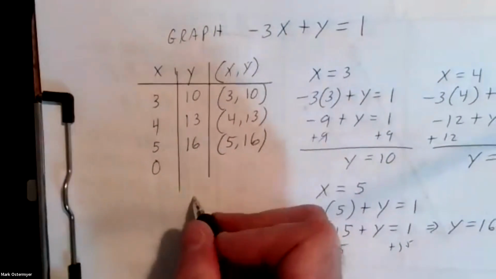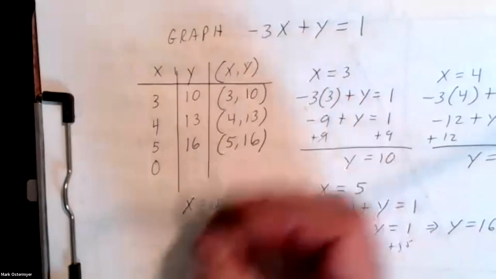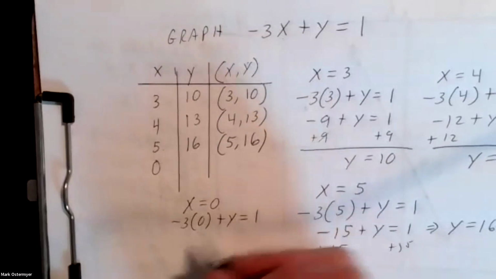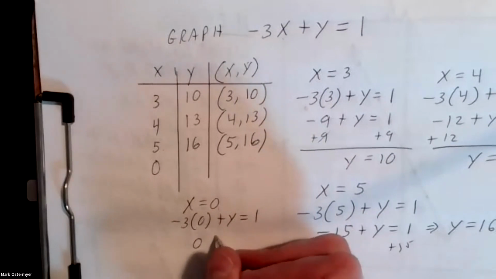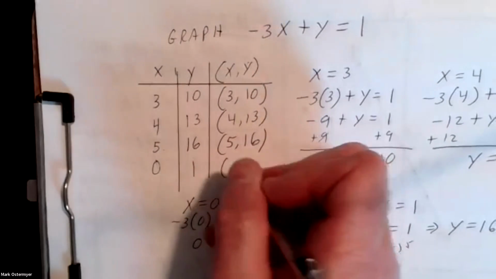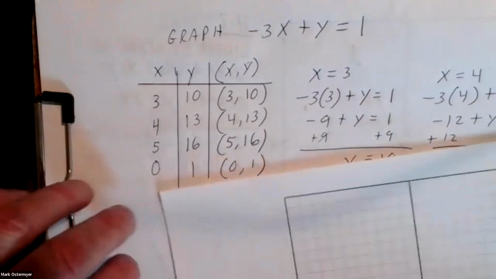Finally, let X be equal to 0. Take 0, substitute in for the X variable into the equation, and then solve for Y. This is going to be 0 plus Y equals 1, so Y equals 1. Ladies and gentlemen, we found another ordered pair solution. I think we have more than enough ordered pair solutions to accurately graph this linear equation in X and Y. So let's take these points to the xy plane and plot them.